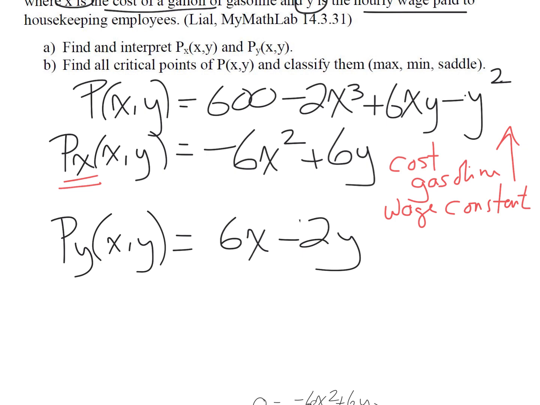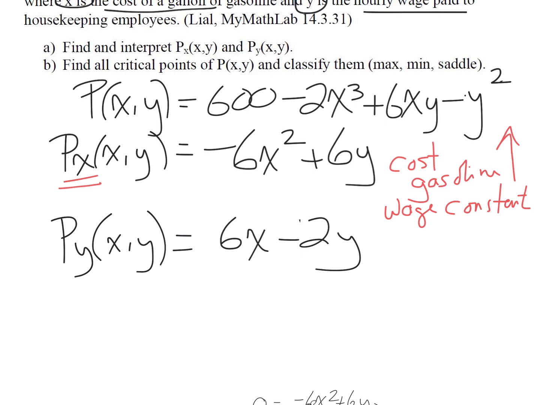If it was, hypothetically, plus 6x squared, would you say then that the cost of gasoline is going down by 6, or no? No, it's looking at the rate of change of the profit when the cost of gas is going up and the wages are staying constant. You're still looking back at profit and those two factors that contribute to the profit.